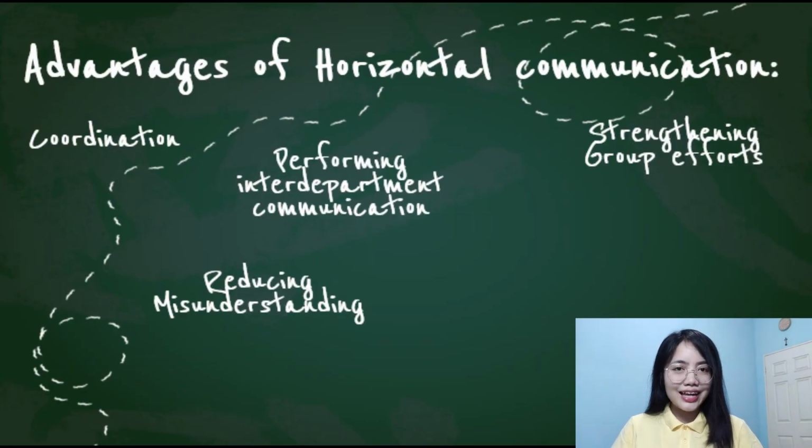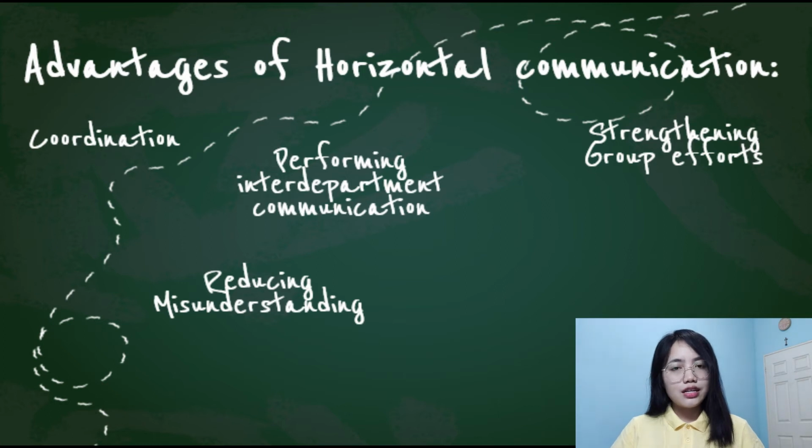As for the advantage, horizontal communication can help to improve coordination. Now, organizational activities are divided into various departments or groups. So, with horizontal communication, this can help to facilitate the coordination of various departmental activities so that the organization objectives can be reached.